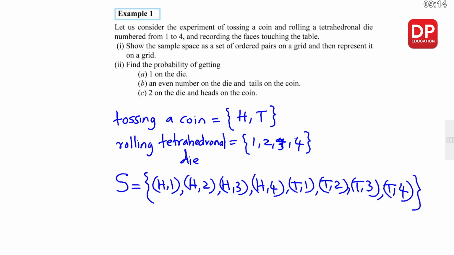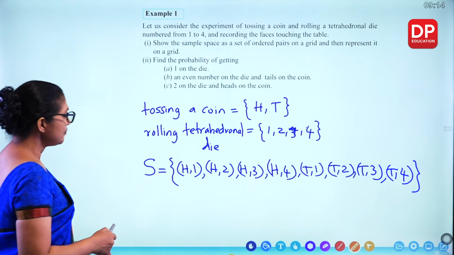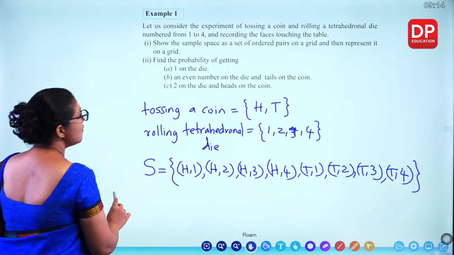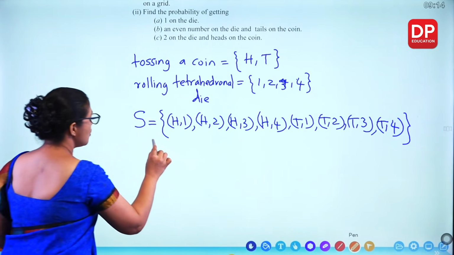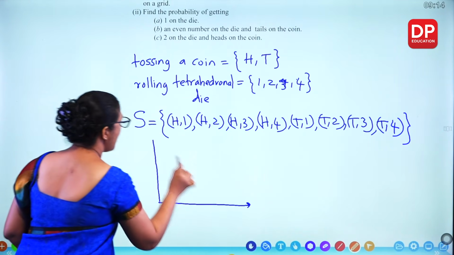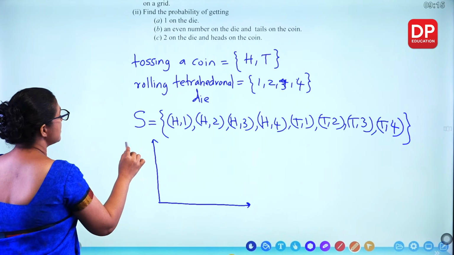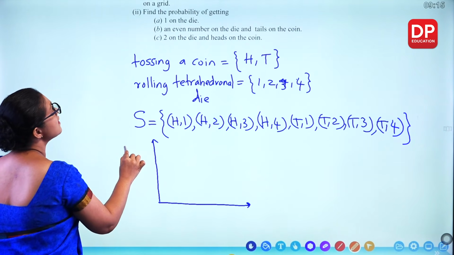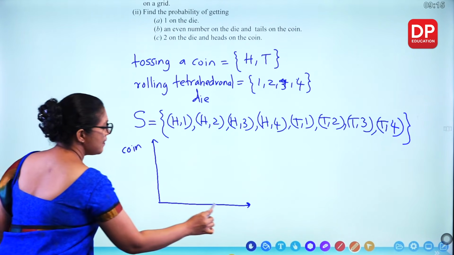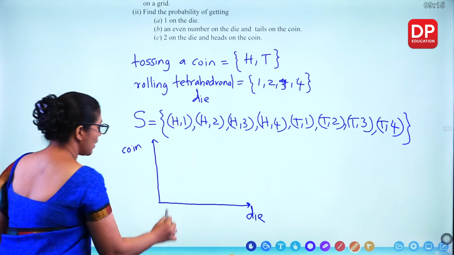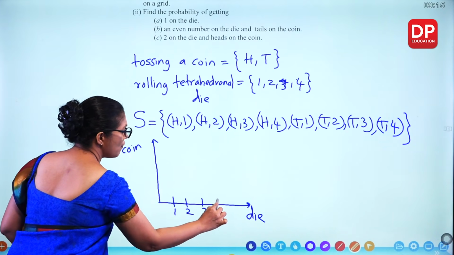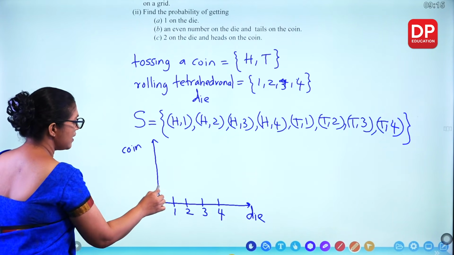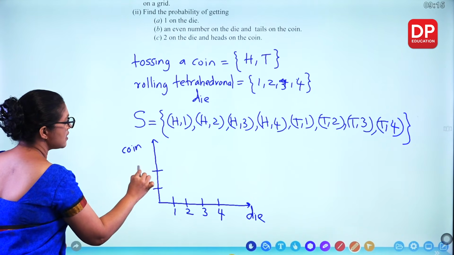Now we need to show this in a diagram called a sample space diagram or a grid. So how can we draw that? We can take two axes. I'll take the coin for this side, and this is the die. What are the possible outcomes on the die? 1, 2, 3, 4. On the coin, heads or tails.